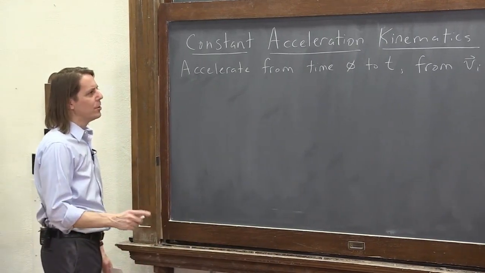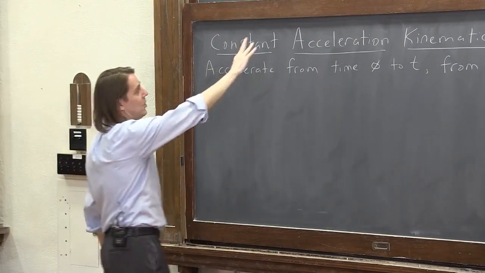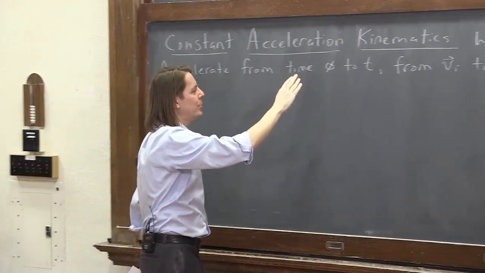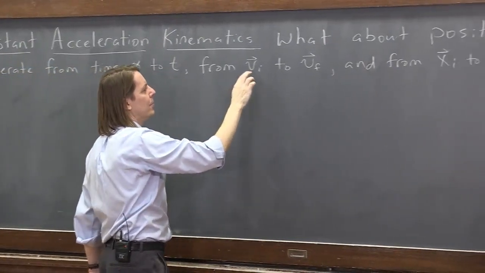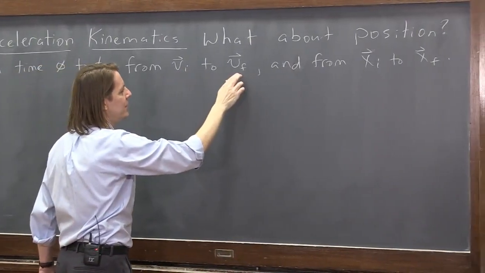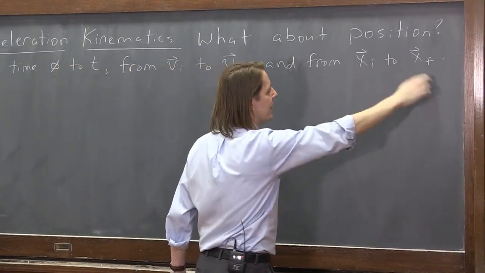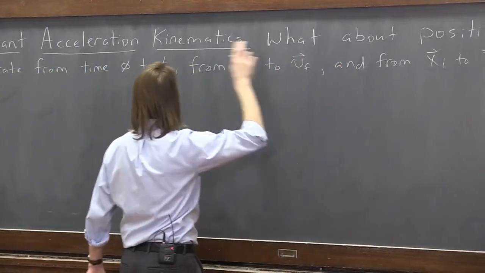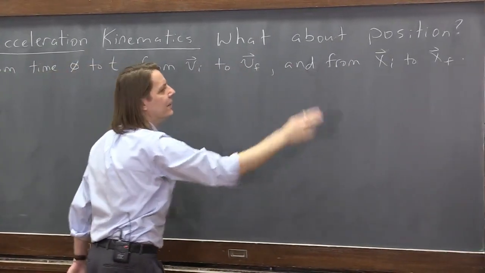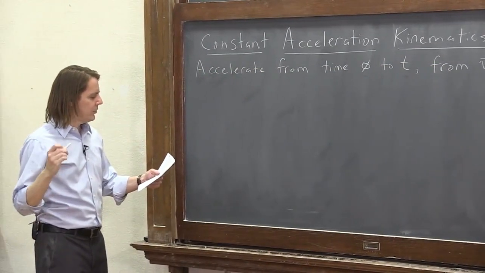Here we go. So what we're going to do is derive it for an object that's accelerating with constant acceleration. We're going to look between time 0 and time t, and in that time, it goes from initial velocity to final velocity. We've kind of already done that. But also, it goes from an initial position to a final position. Right? So at time t equals 0, it's at v i and x i. At time t equals t, it's at v f and x f. That's the plan.